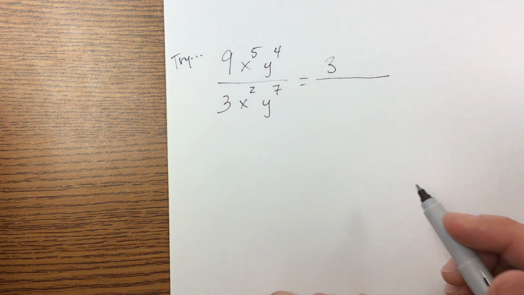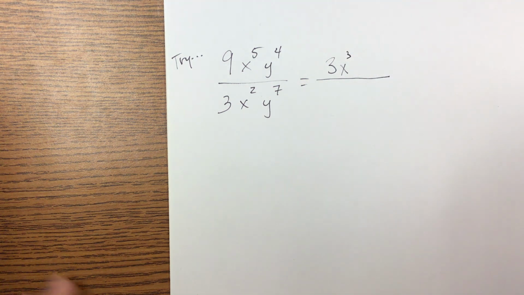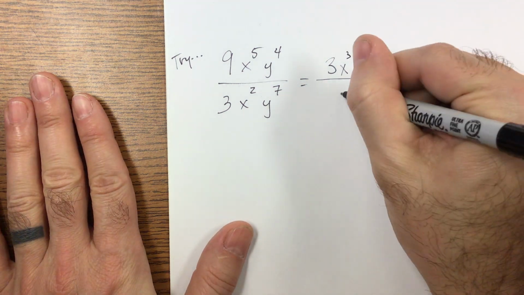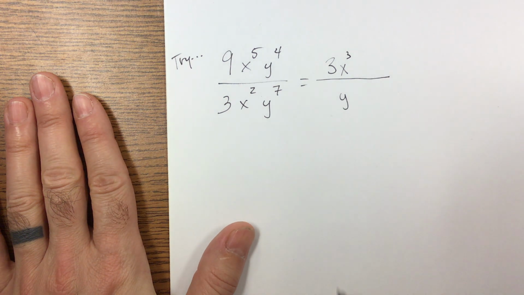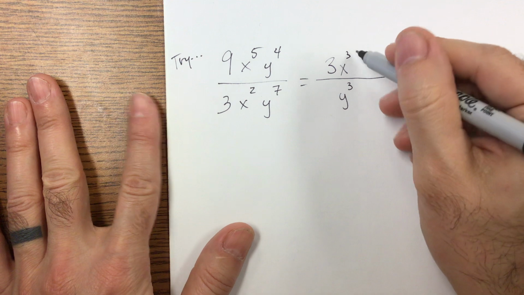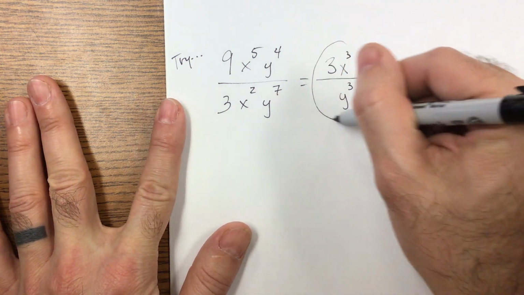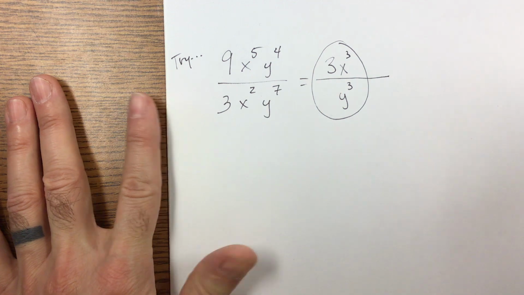Which x has more? Top. How many more? 3 more. Which y has more? Bottom. That's why it goes on the bottom. How many more y's are on the bottom? 3. Now, can we cancel these out because they have the same exponents? No, they're different variables. Done.